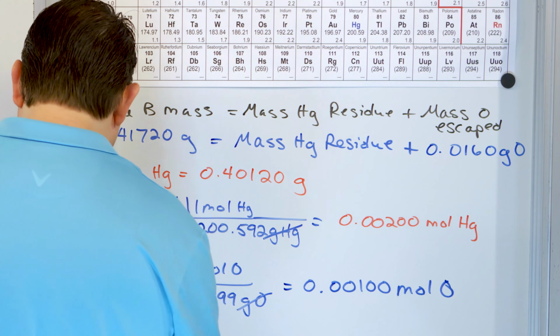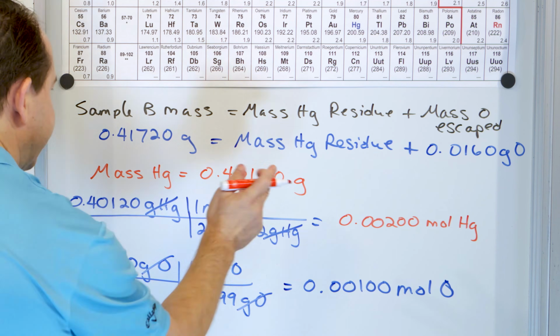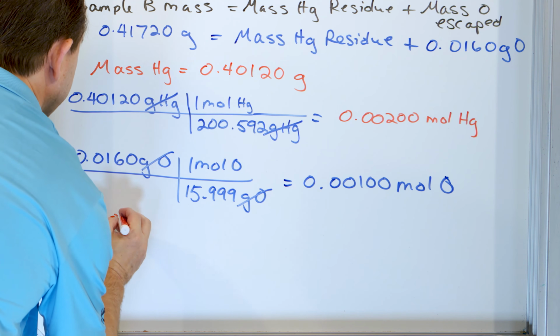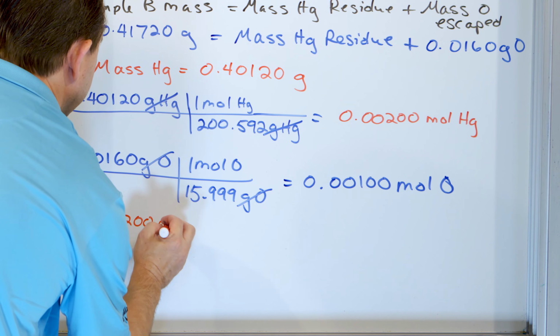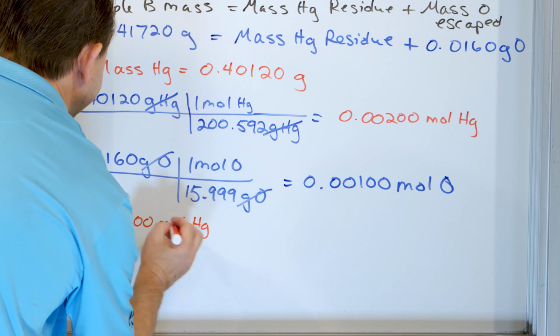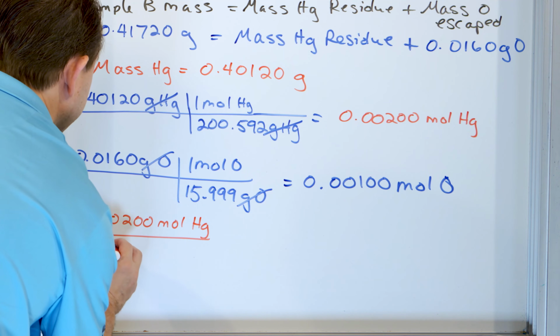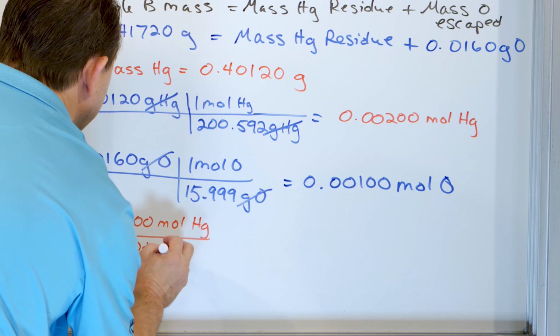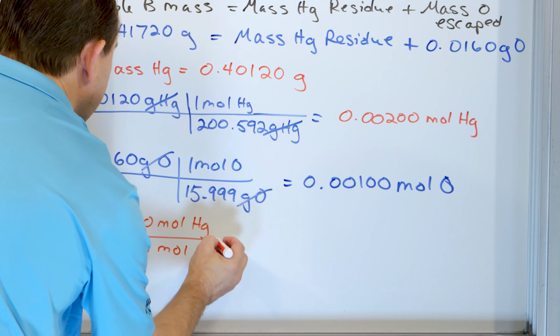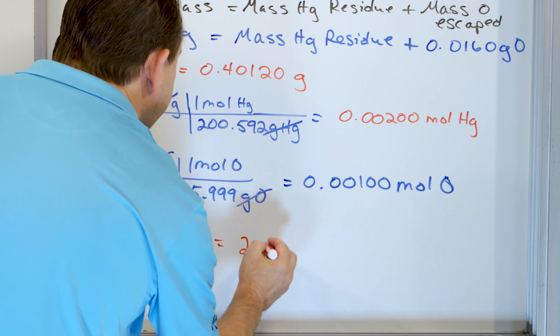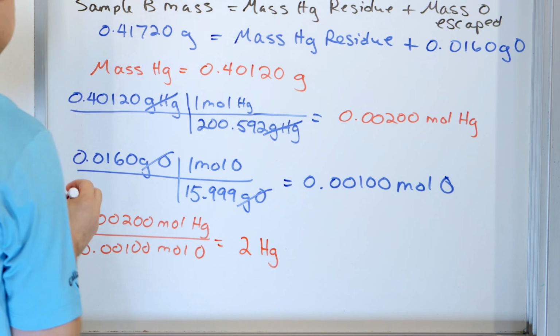So let's double check that. How would we do that mathematically? Well, what we do is we do the mole ratio for mercury. 0.00200 mole of Hg, and we divide by the smaller number. The smaller number is the oxygen, so 0.00100 mole of oxygen. So what do you get? When you take these numbers and you divide, then you get the number 2. And this is the coefficient for mercury.